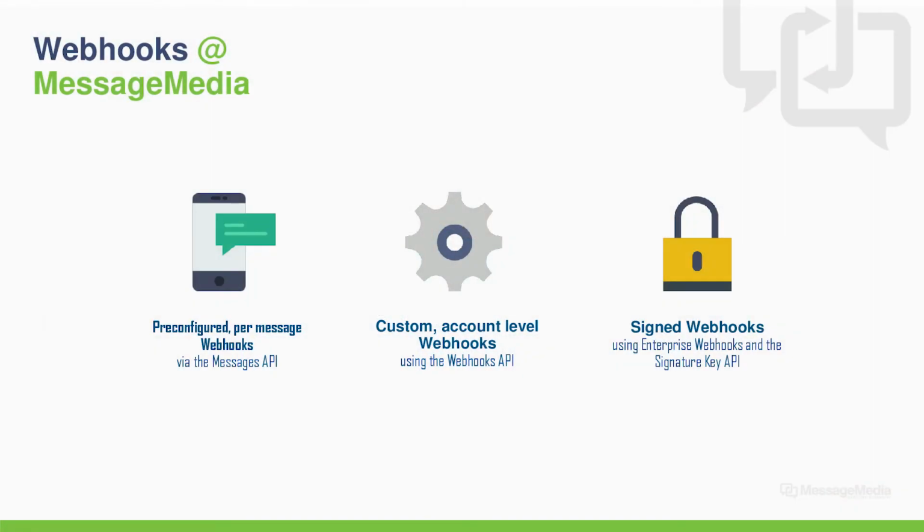The first one is our pre-configured webhooks via the messaging API. This is the simple, easy use case where you can just include the webhook with each send message request and we'll push delivery reports and replies to that webhook. The second one, which is kind of cool and exciting, and I'm really excited that it's out in the public now and everyone can use it, is the ability to configure custom webhooks at an account level. And we'll go into more detail on that in a sec.